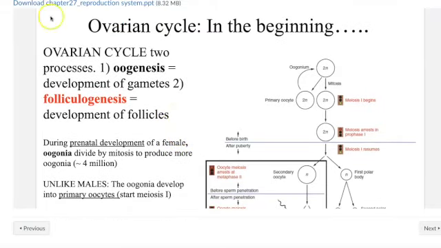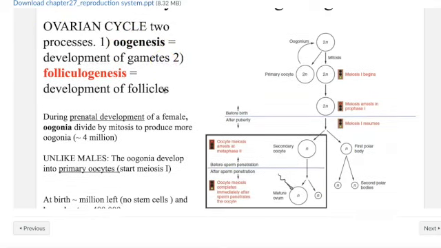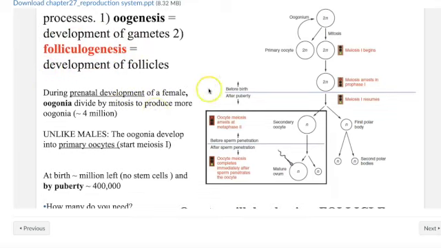So the ovarian cycle begins with oogenesis. Oogenesis makes an oocyte. So the ovarian cycle has 2 stages. One of them is called oogenesis, the development of the gametes, and then there's something called folliculogenesis, and it will develop the follicles. Okay, so follow me here.